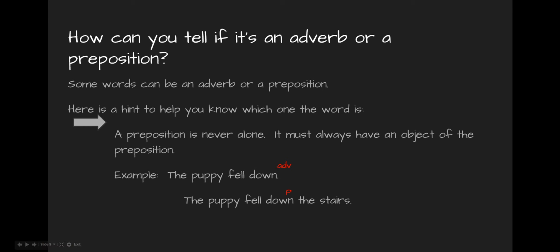How can you tell if it's an adverb or a preposition? Here's the hint I told you about earlier. Some words can be an adverb or a preposition. A preposition is never alone. It must always have an object of the preposition. For example, the puppy fell down. Down is an adverb by itself. Down with a noun is going to be a preposition. So down what? Stairs. Stairs would be our object of the preposition.